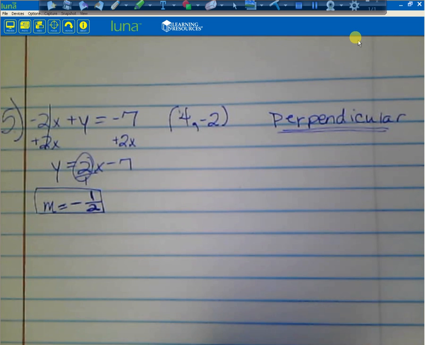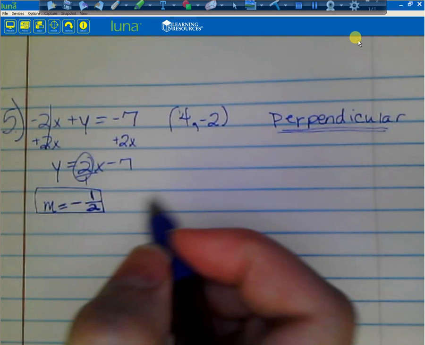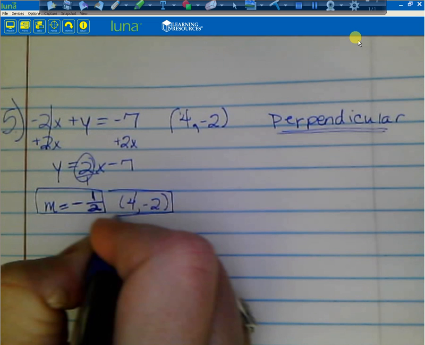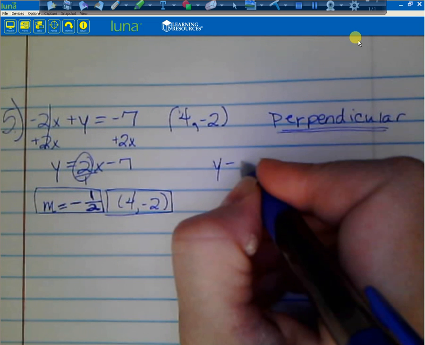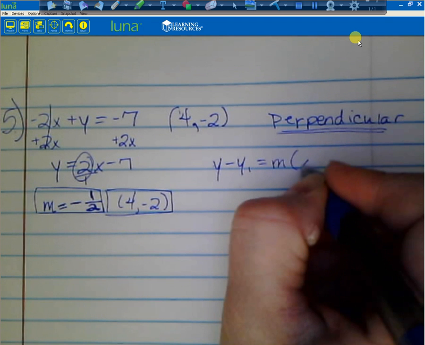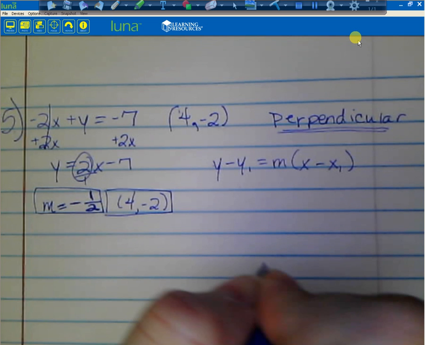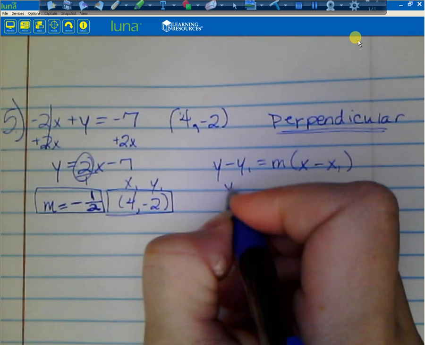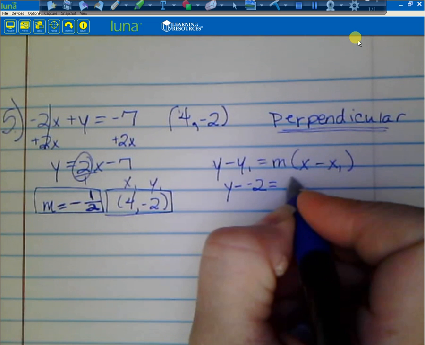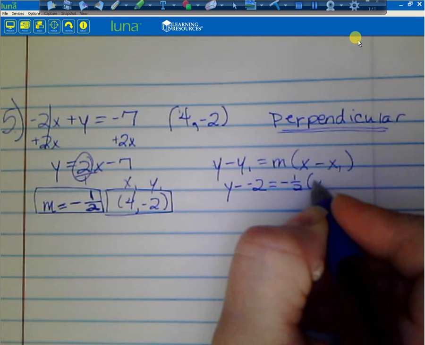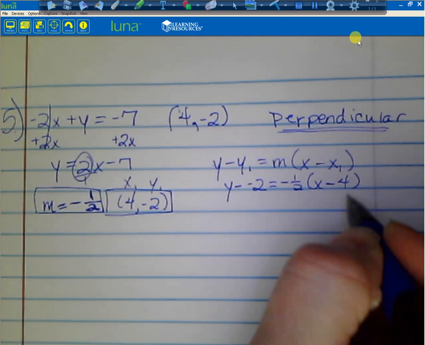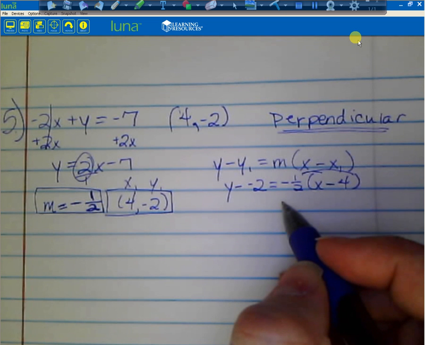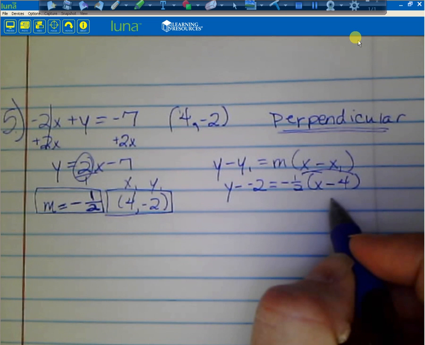M equals negative 1/2. Now, I have my point, because my point was 4, comma, negative 2, and I have my slope. So I'm ready to plug this into point slope form. Y minus y1 equals m times x minus x1. I have my x1 and my y1, and I'm going to go ahead and plug this in. Y minus negative 2 equals negative 1/2 times x minus 4. And now I can distribute my negative 1/2. When I multiply negative 1/2 times negative 4, it gives me a positive 2.